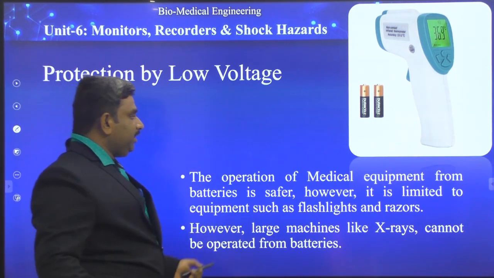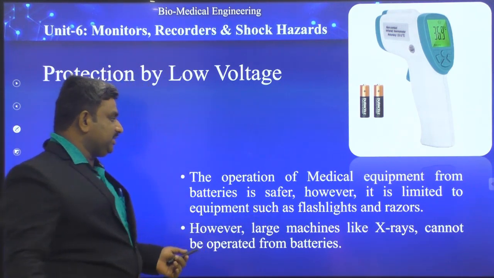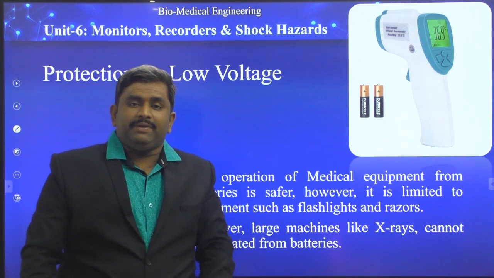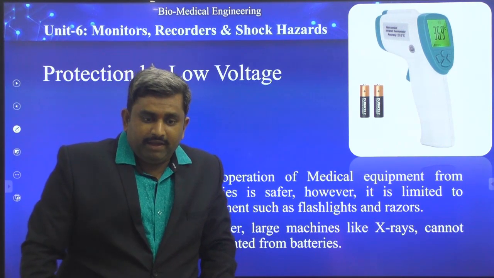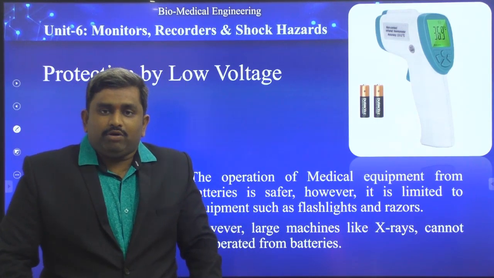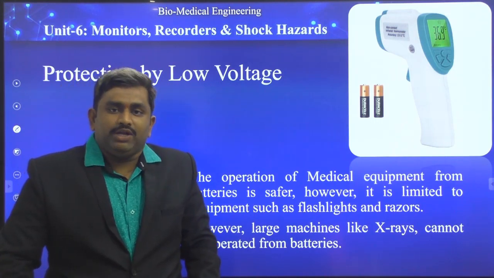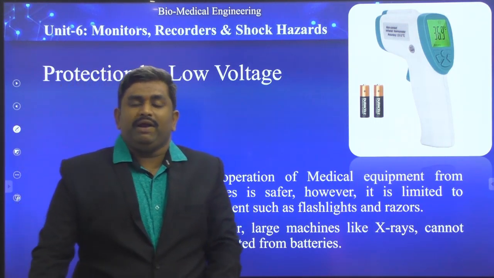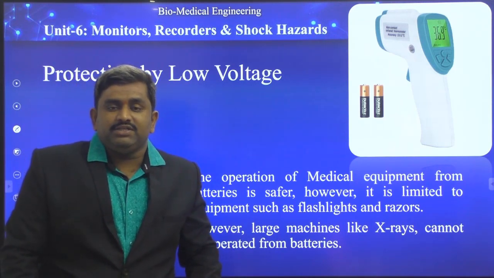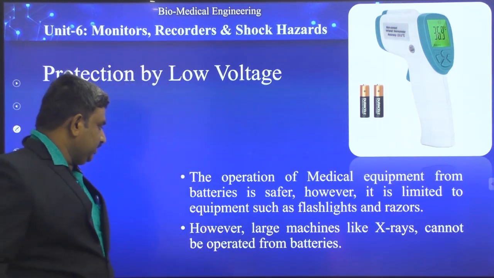The operation of medical equipment from batteries is safer. However, it is limited to equipment such as flashlights and tracers. Many medical equipment are used completely on direct power supply. When connected to the direct power supply, there may be a lot of electrical fluctuations or low voltages, and an electrical accident may be caused. For that reason, it is better to use portable instruments. Battery operated devices are better and safer in most situations.